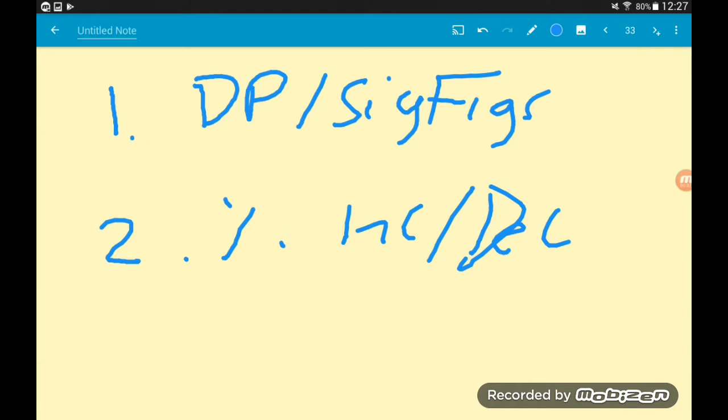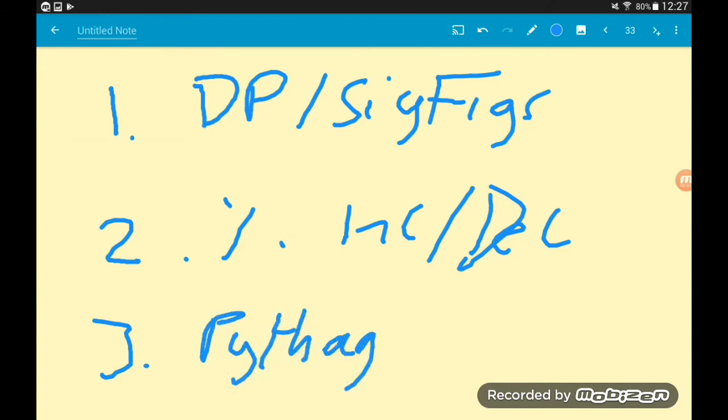Number 3, Pythagoras and trigonometry. So another one for you all here. For the foundation minions, you only really need basic Pythagoras and SOHCAHTOA trigonometry. If you want to revise either of those, I have playlists.